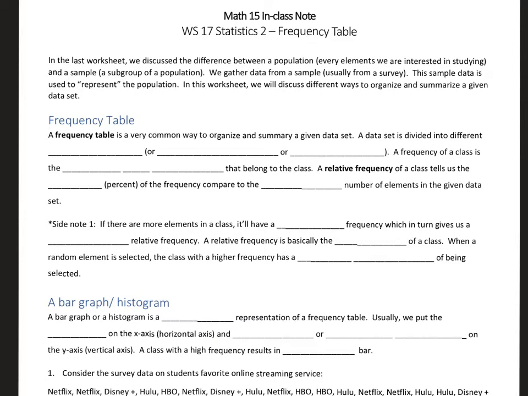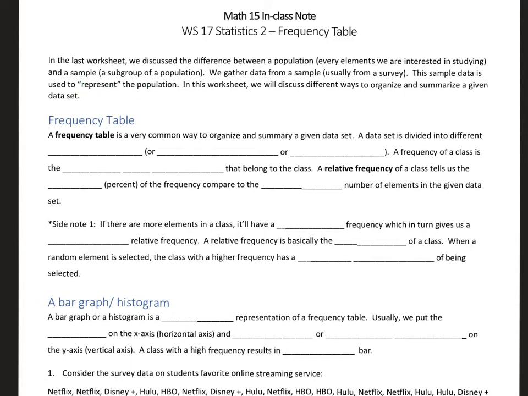In the last worksheet, we discussed the difference between a population and a sample. Again, population is every element that we're interested in or everyone that we're interested in studying, and a sample is a subgroup of a population. We're gonna gather data from a sample, usually from a survey. This sample data is used to represent the population. Again, population, there are so many people, so it's hard to survey every single person. That's how you use a sample to represent the population.